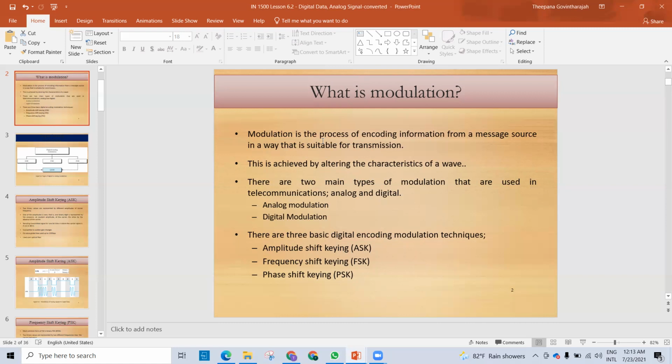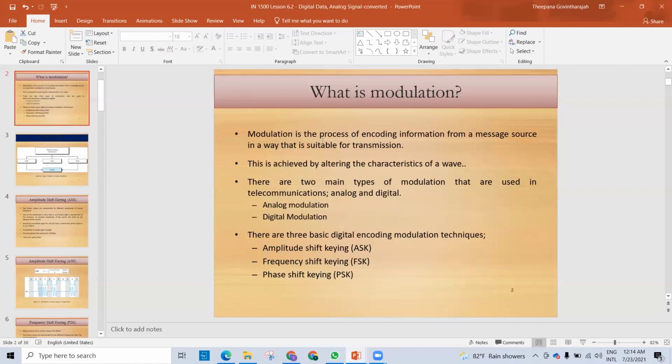Why are we doing the modulation? Because modulation helps to strengthen the signal, so it can be transferred over a longer distance. If we do not do the modulation, we can't transfer the signal over a longer distance. So there are two main types of modulation. That is analog modulation and digital modulation.